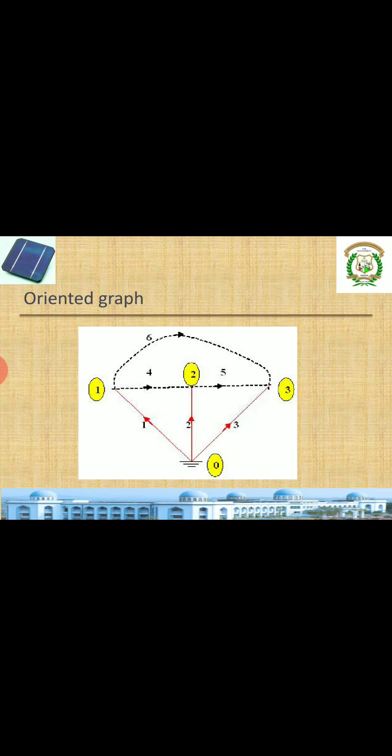From the reactance diagram, we have shown here the oriented graph. The reactances, whatever I have shown with their reactors, are now replaced by single lines. And you can see here 1, 2, 3, then 4, 5, 6. So 1, 2, 3 are in straight lines, and the remaining 4, 5, 6 are in dotted lines. The straight lines are called branches, and the dotted lines are called links. What is the difference between these branches and links? Even though they are all elements, we are calling them branches as well as links. Why is it called like that?